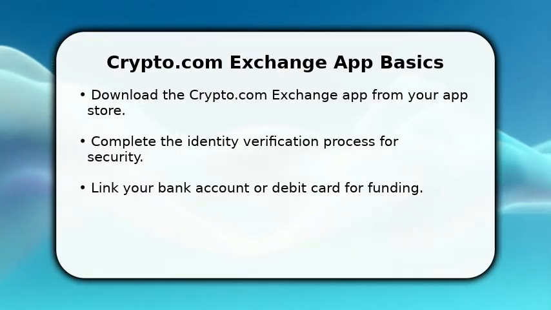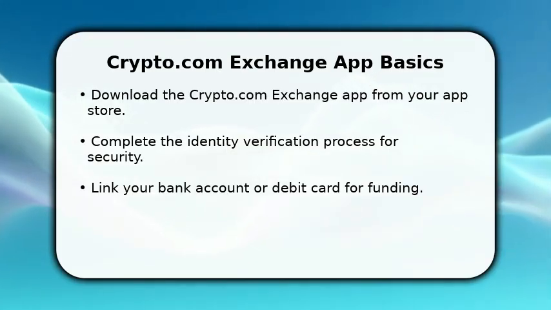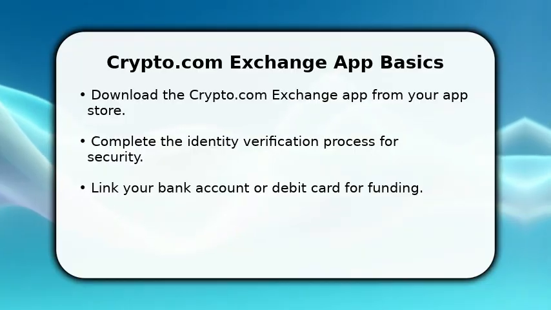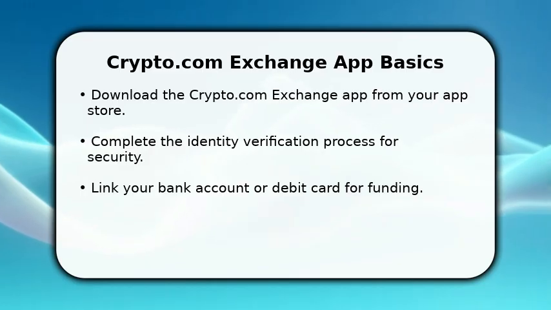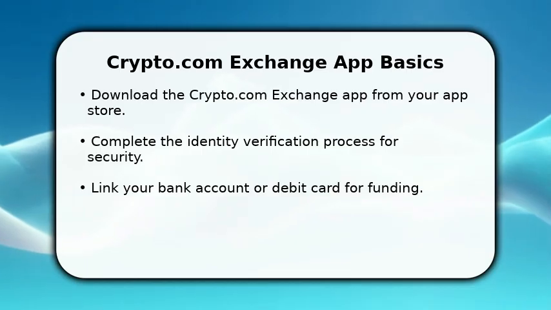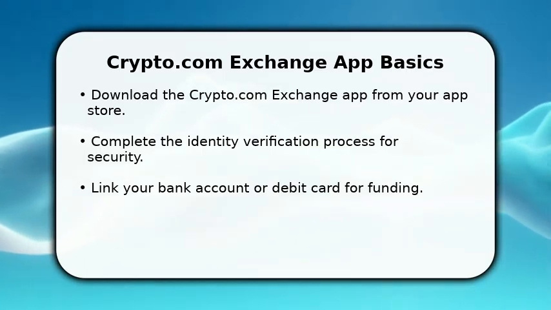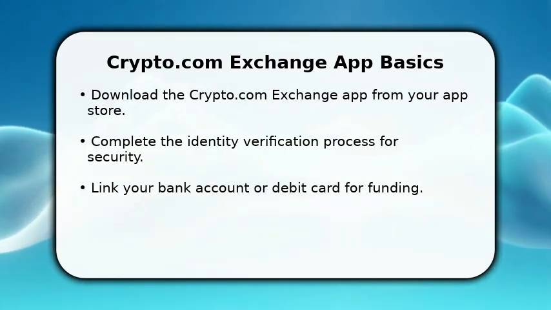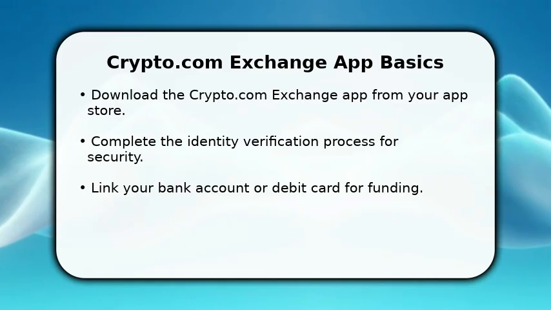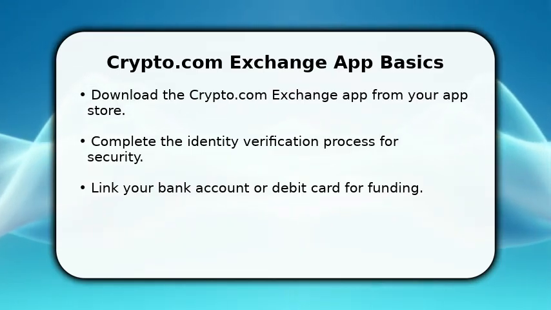In this video, I will explain how to use the crypto.com exchange app. First, download the app from your device's app store. Once installed, you'll need to complete the identity verification process, which is crucial for security and compliance. After verification, link your preferred funding method, such as a bank account or debit card, to easily deposit funds. This initial setup ensures you're ready to begin trading securely and efficiently.